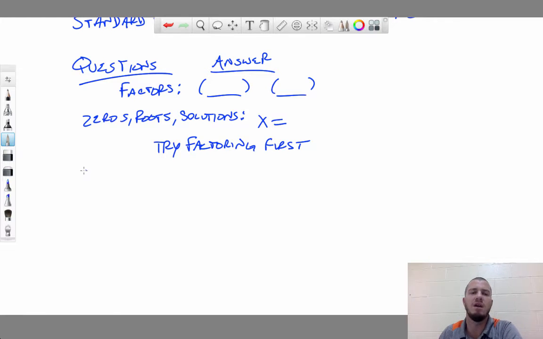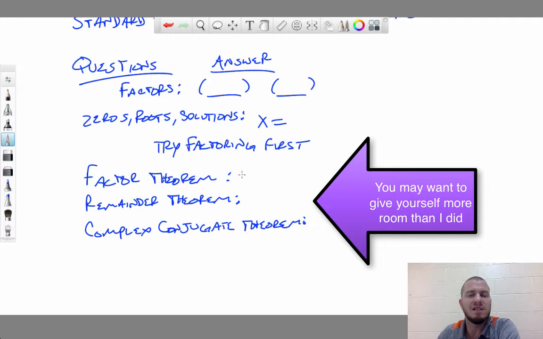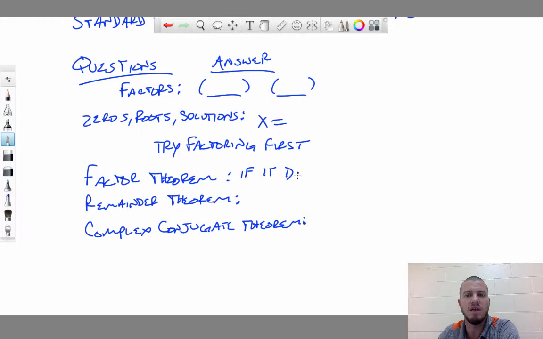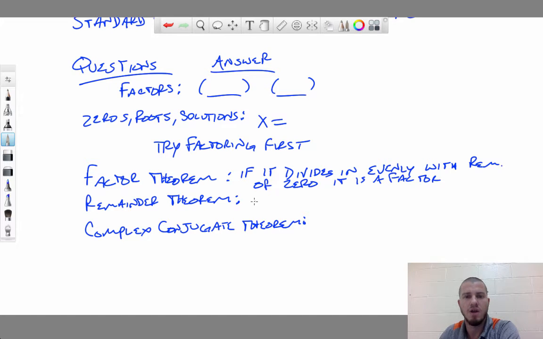So I'm going to abbreviate some of the theorems here. The factor theorem basically says if you have a binomial, if it divides into the polynomial evenly and the remainder is 0, then it is a factor. The remainder theorem says P of r is going to equal the remainder when you use it in synthetic division. You don't change the sign for that though. I'm going to put that in parentheses. You're given the x value, don't change the sign.